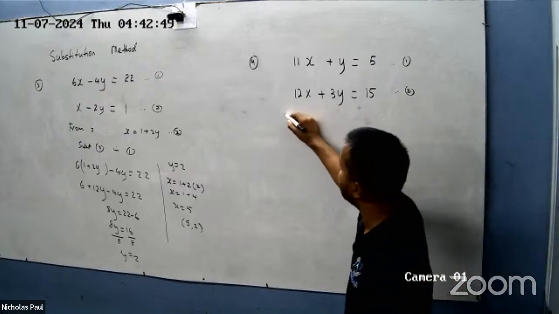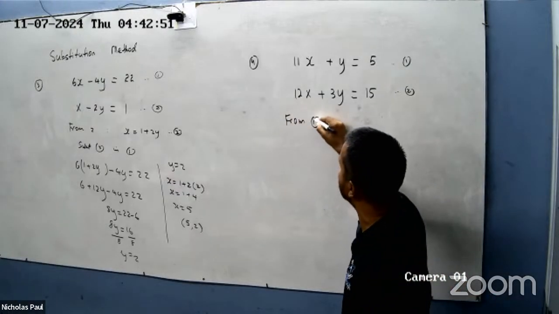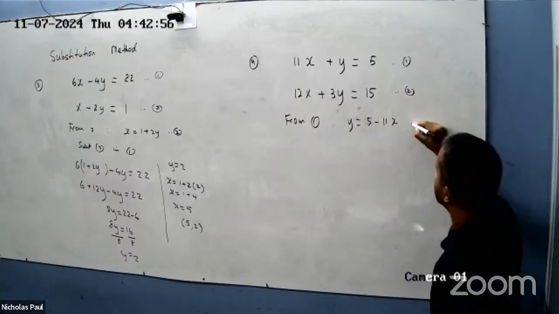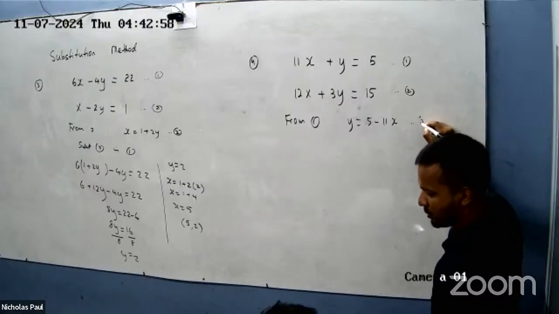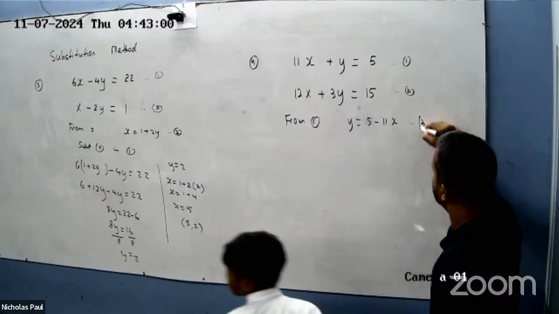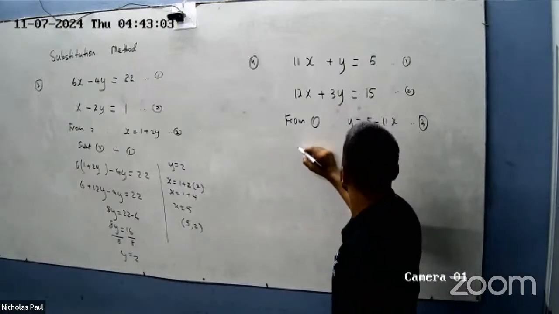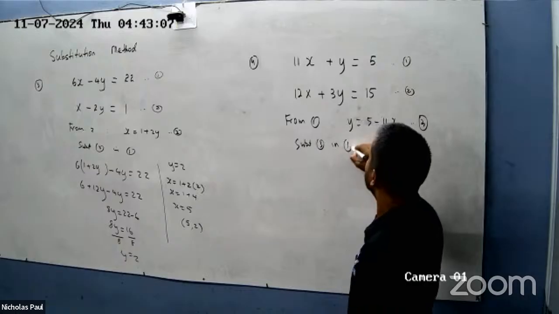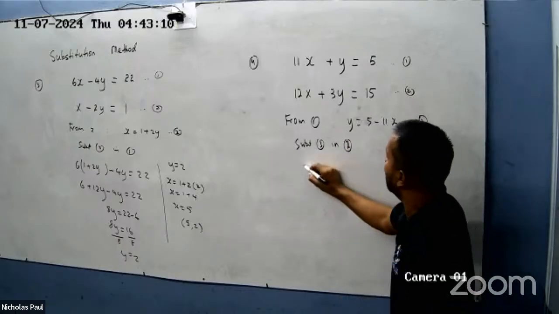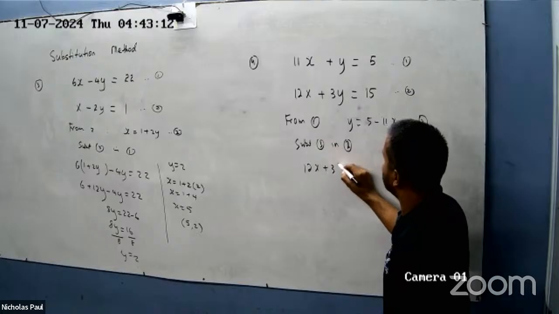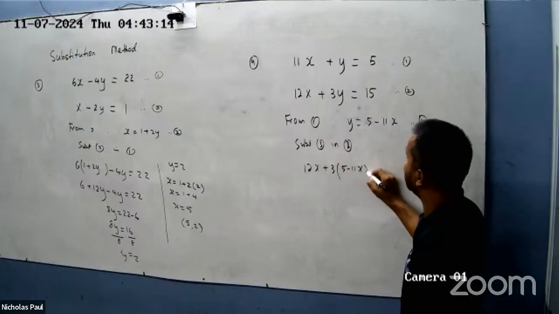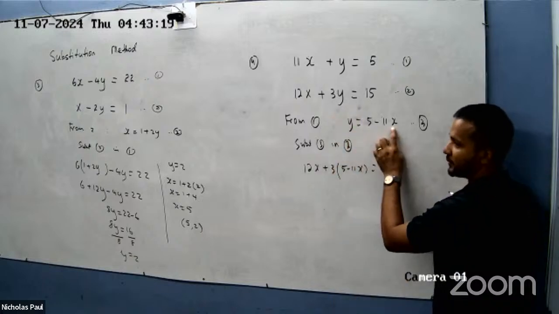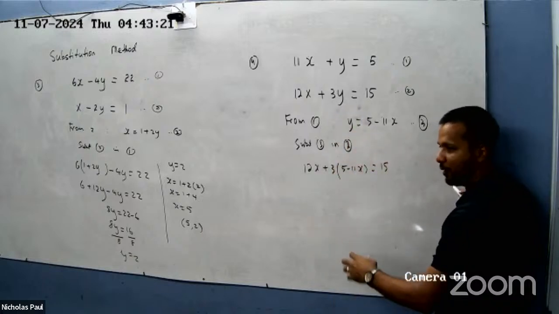Right, so from equation 1, y is 5 minus 11x. That's equation 3, right? So we substitute equation 3 into equation 2. So we'll get 12x plus 3 by 5 minus 11x is 15, right? So I take off y and I write that back there. Same thing we did over and over again, right?